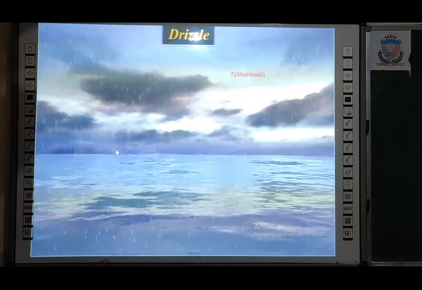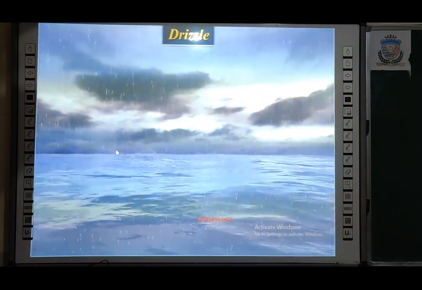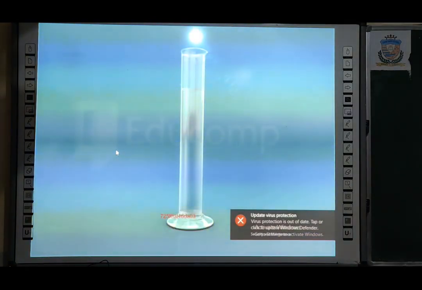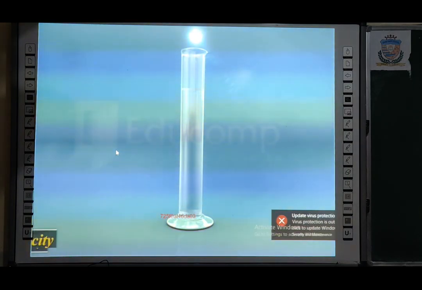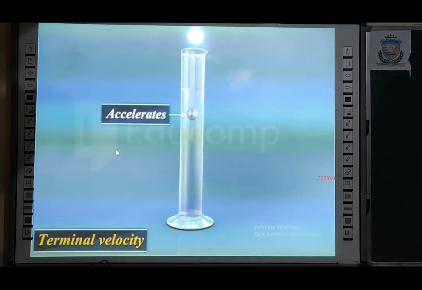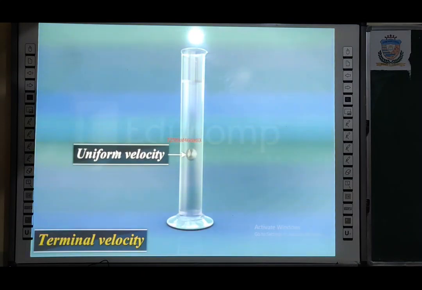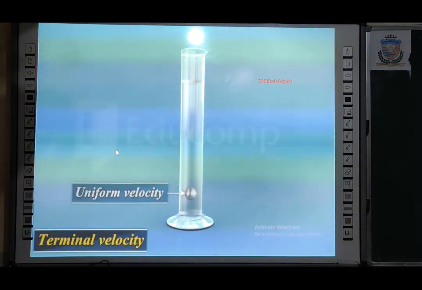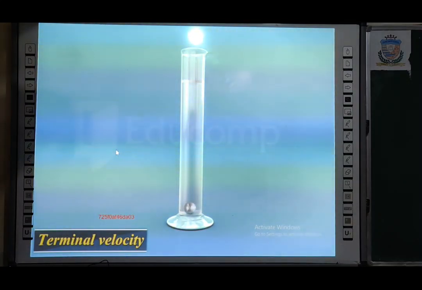While they are following the natural force of gravity, let's answer this question. Let us perform an activity to understand terminal velocity. Drop a small steel ball into a sugar syrup. At first, the ball accelerates due to gravity and its velocity increases. But then, the ball starts moving with uniform velocity. Let's see why the ball starts falling at a uniform velocity.